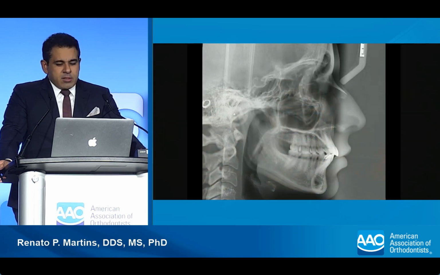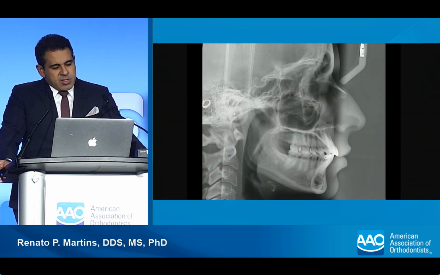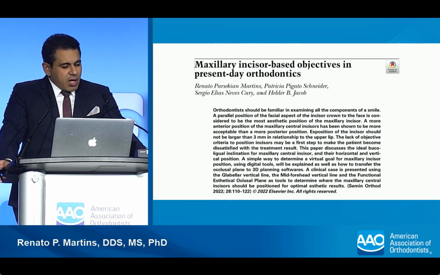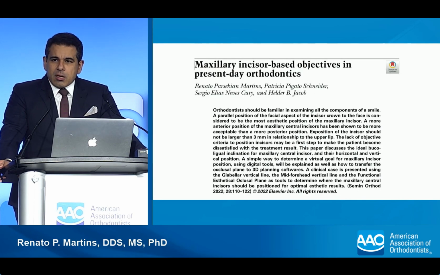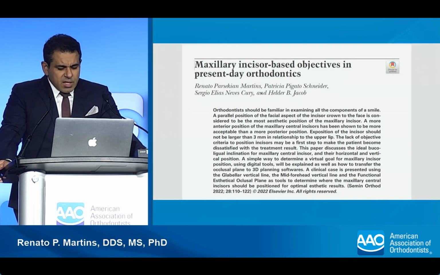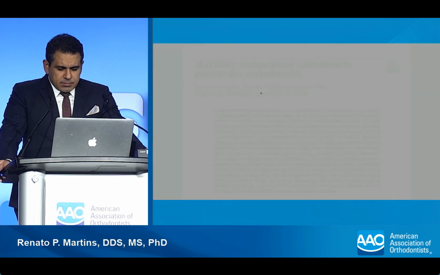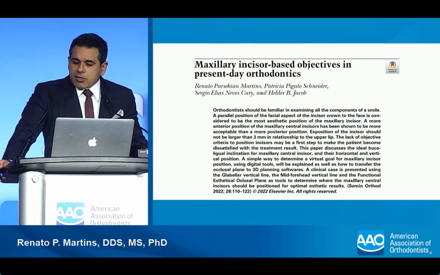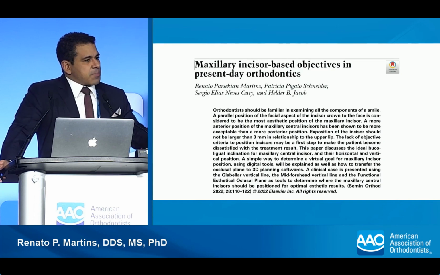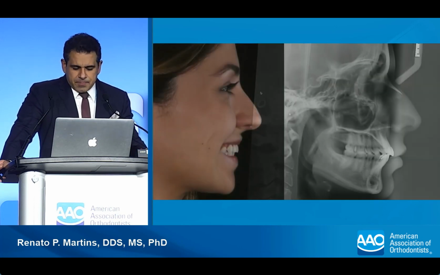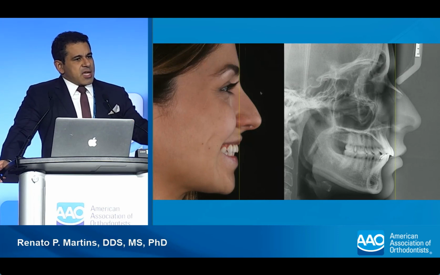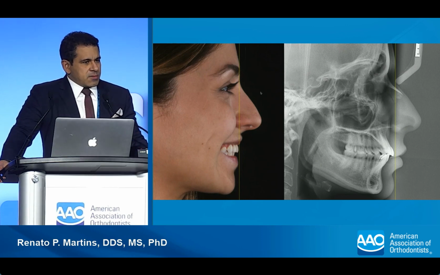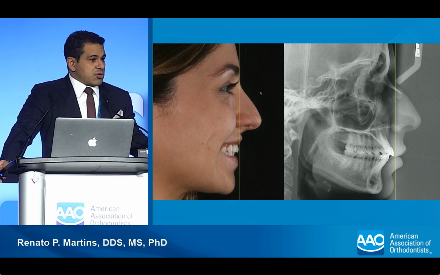Her chief complaint was that she had proclined incisors. There's a line that I like using a lot to evaluate proclination of incisors, and I invite you to look at an article that we published in Seminars in Orthodontics in 2022. It's a modification of the diagnostic line proposed by Dr. Andrews. So roughly, it's a line that's parallel to the face of the patient passing through glabella. The crown of the upper incisor should be parallel to that line, and the incisor in the AP direction should be around where the line is. So this is a very easy way to predict a good position of upper incisors.